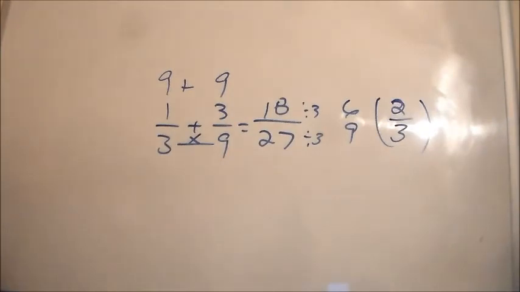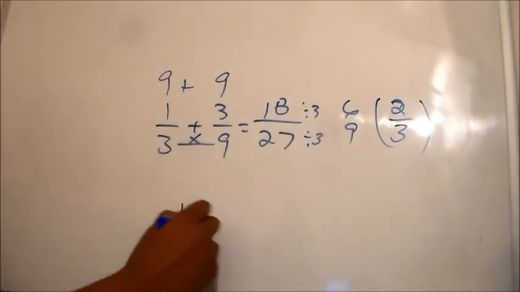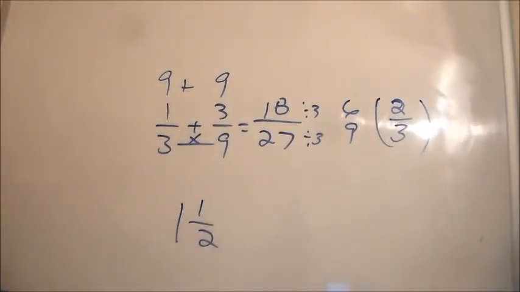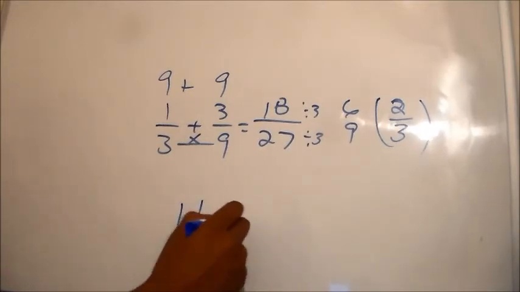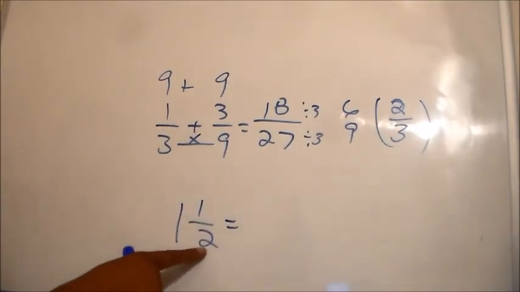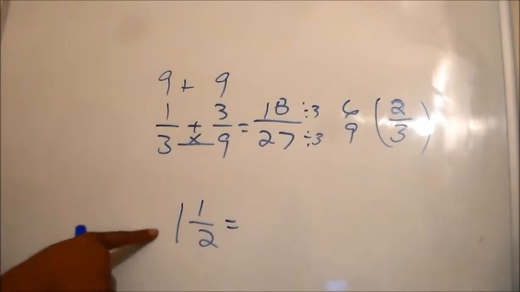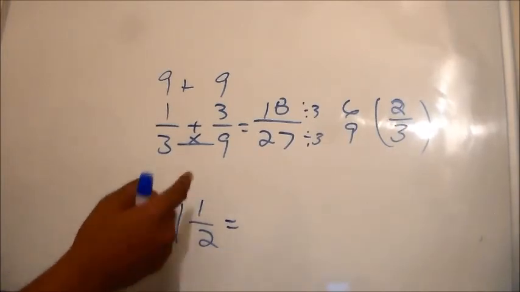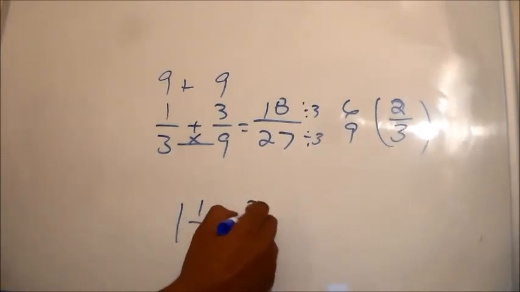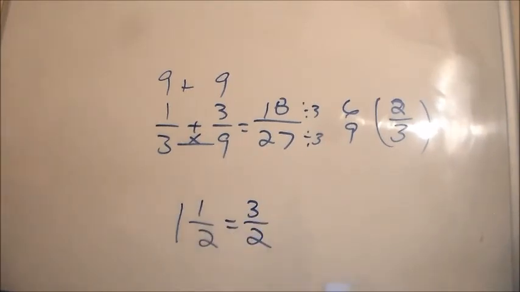We talked about mixed numbers. A mixed number is something like this, 1 and 1/2. We talked about improper fractions. How do we turn this into an improper fraction? We will multiply the denominator times the whole number, and then we would add the numerator. So this would become 3 over 2.